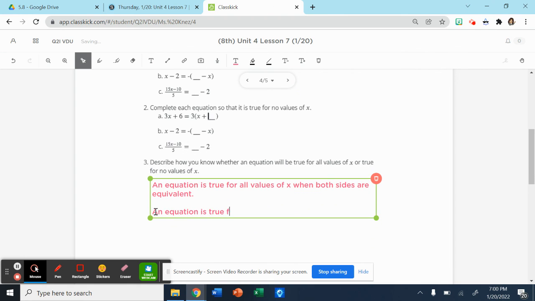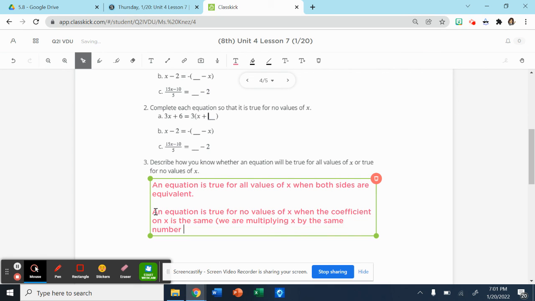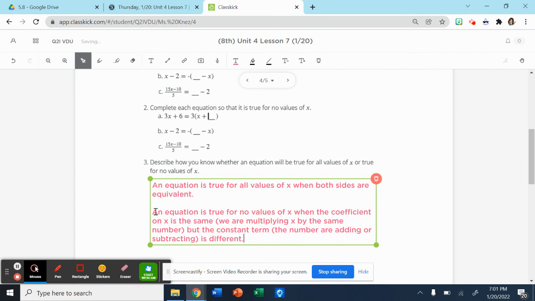An equation is true for no values of x when the coefficient on x is the same, and what that means is we are multiplying x by the same number, but the constant term, the number we are adding or subtracting, is different. Because that means that we're multiplying x by the same thing to get this same exact term, then adding a different number. And so the two sides of that equation can never be equal.